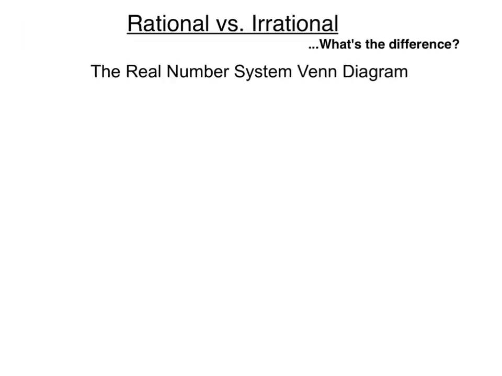What I'd like you to do now is try to create the real number system Venn diagram. So you know what a Venn diagram is. One circle is inside of another one. If you're unsure of how to get started, just make circles, bubbles, diamonds, triangles, squares, some shape, and try to think which number sets would fit inside of the other ones.